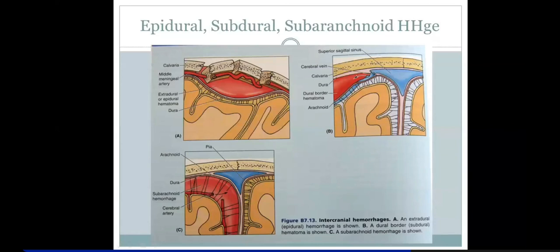So remember the comparison between epidural and subdural. There was a last point regarding CSF and blood. In case of epidural, blood will not be found in CSF. But in case of subdural, there are chances of blood to be found in CSF. But in case of subarachnoid space, it is a must. It's a must that blood will be seen in the CSF. So you now know the differences among the three. You got to know the differences between the three different hemorrhages.